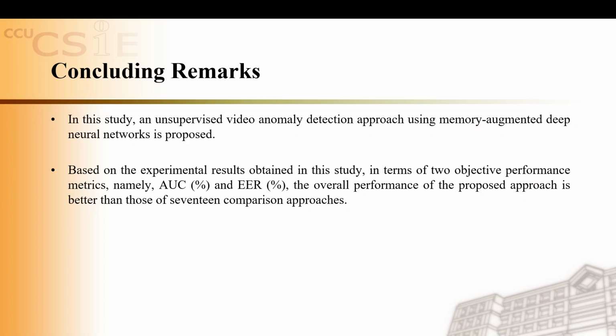Concluding remarks. In this study, an unsupervised video anomaly detection approach using memory-augmented deep neural net is proposed. Based on the experimental results obtained in this study, in terms of two objective performance metrics, namely AUC and EER, the overall performance of the proposed approach is better than those of the 17 comparison approaches.